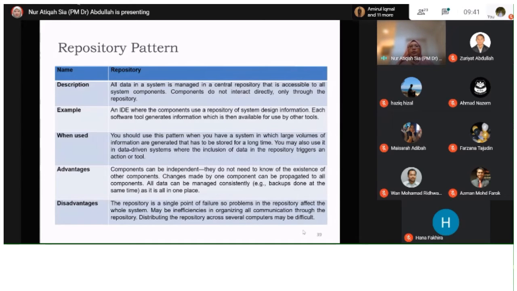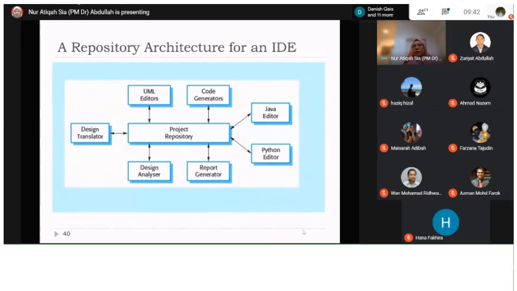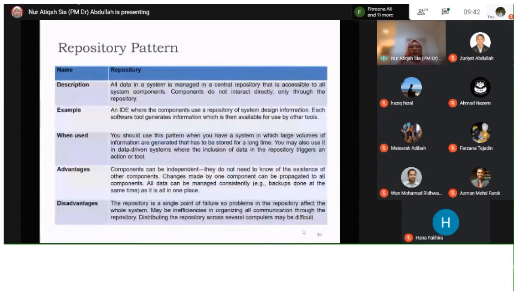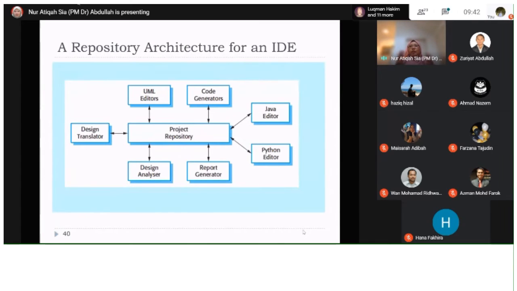So that is actually the weakness of the repository because of a single point of failure. Okay, single point of failure. So this is the patterns of it. Okay, this is the patterns of it. So this is the repository in the tabular form. This is a pattern. For this one is actually for IDE. Okay, IDE. Maksud dia kalau you nak create satu language, okay, create satu compiler dan sebagainya, ini adalah repository architecture. Bermaksud you boleh ada design translator, project repository dan sebagainya, Java editor sebagainya. Okay, so ini adalah repository patterns.